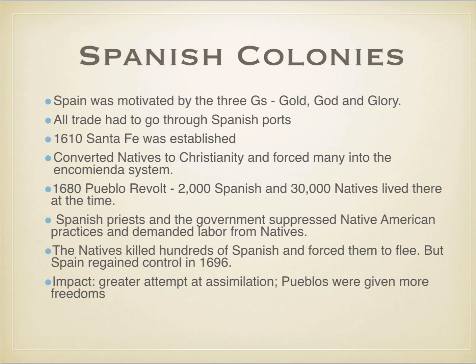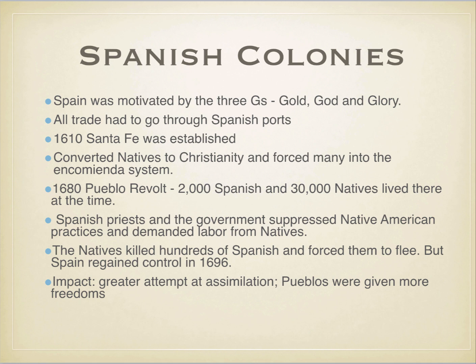So let's start with the Spanish. And we mentioned the Spanish in time period 1 because they are the only Europeans who were successfully settled at that time in the New World. So the 3 Gs is a review for you: gold, God, and glory. All trade was required to go through any Spanish ports.